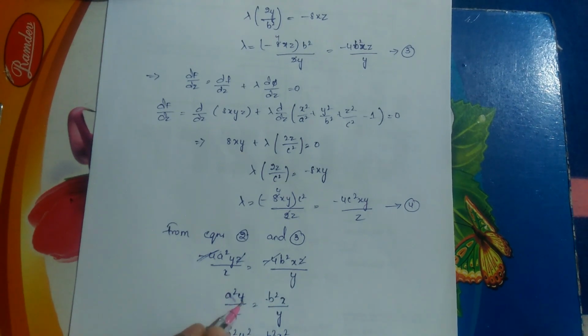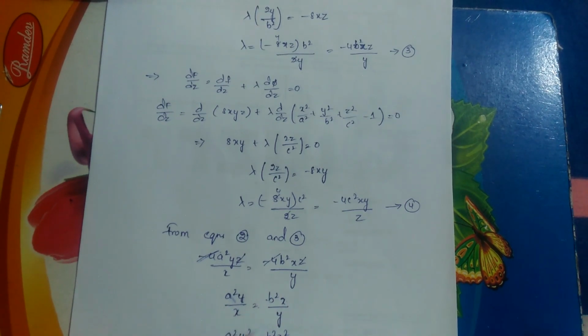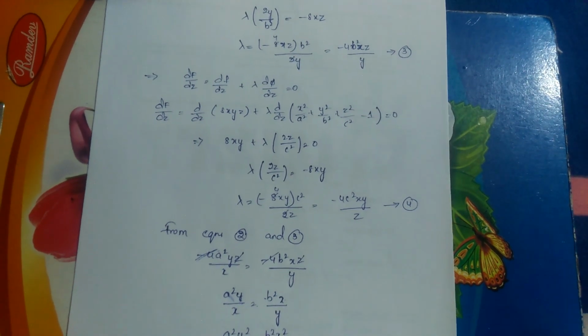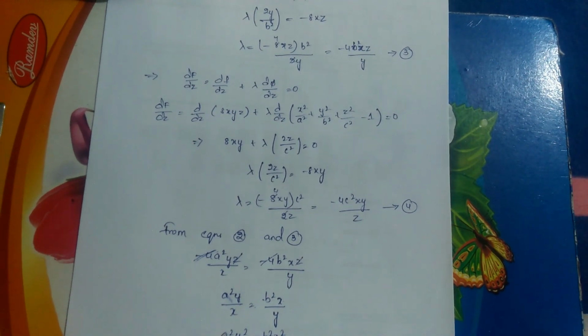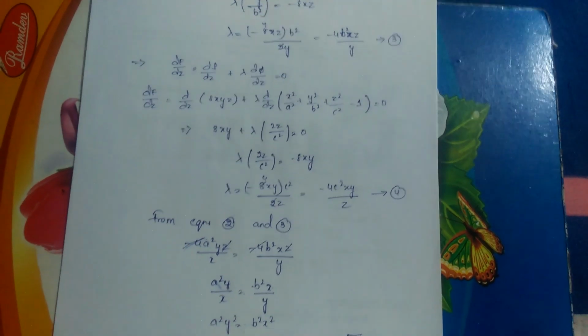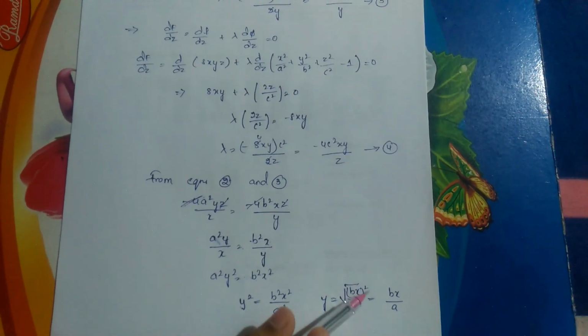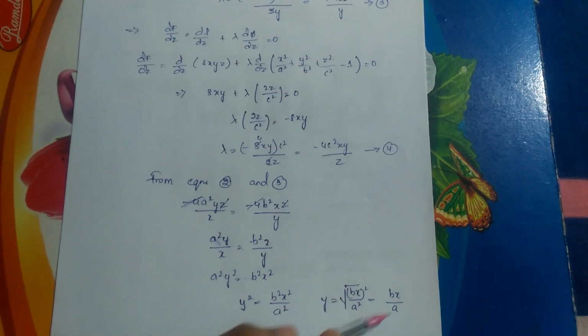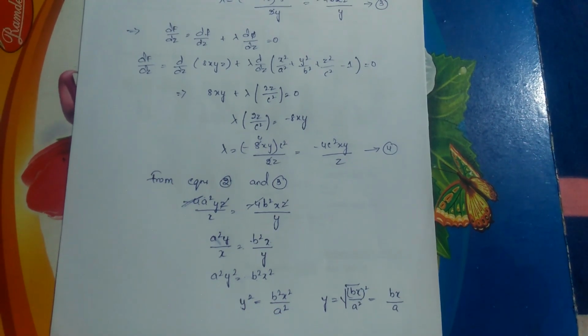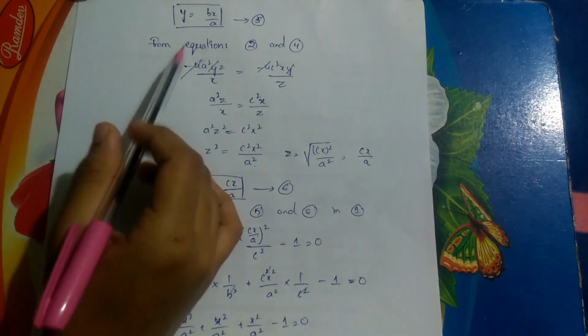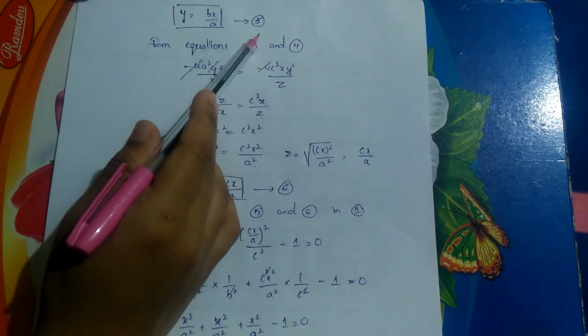Then it comes as a square y by x is equal to b square x by y. Then from here, cross multiplication, a square y square is equal to b square x square. Then y square is equal to b square x square by, sending this to the right hand side, we get divided by a square, and then finally y is equal to the root of bx whole square by a square, and square and root get cancelled, and finally the y value we get is bx by a. Then from here, y is equal to bx by a, let it be equation number 5.